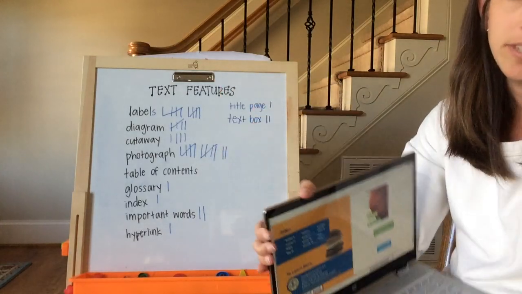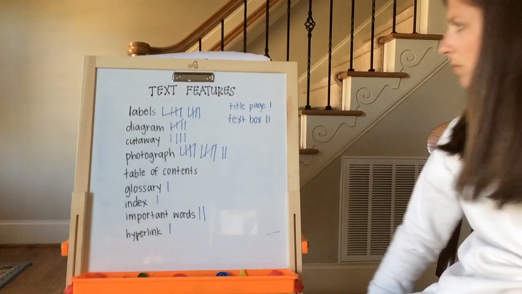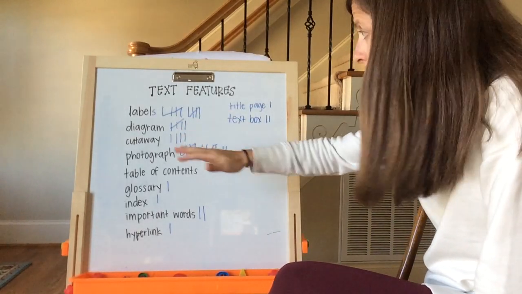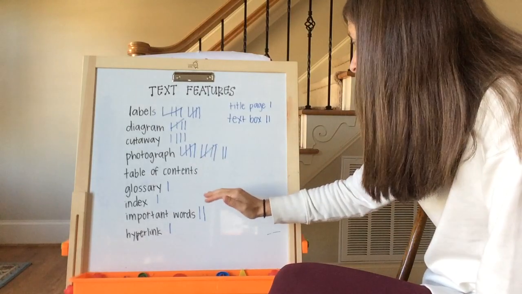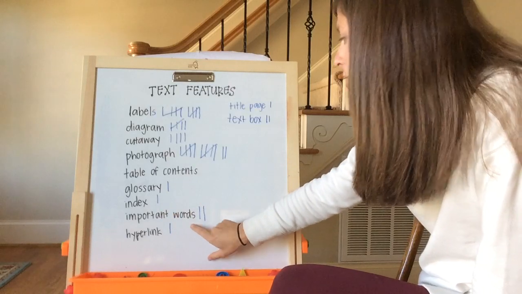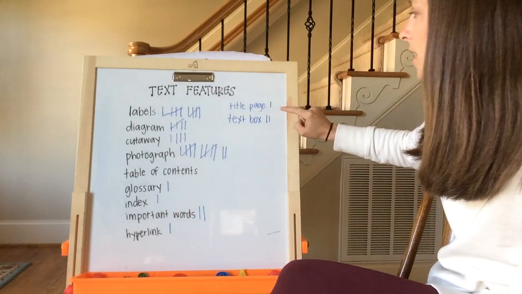Now, let's look at our list here and see what we did not find. So we found lots of labels. We found some diagrams. We found a cutaway. We found lots of photographs. We didn't find a table of contents. We found a glossary, an index. We found some important words. We found a hyperlink. We found a title page, and we also found a text box.